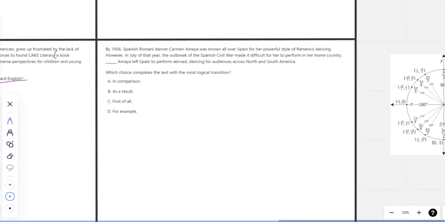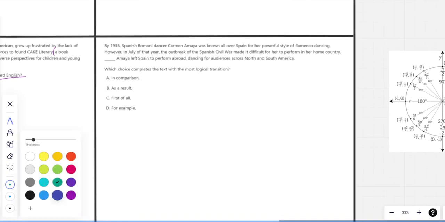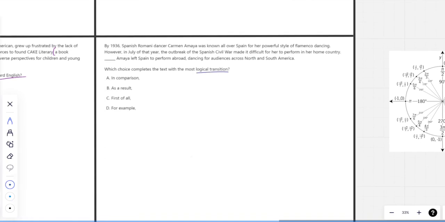Let's do the next question here. We've got a logical transition. Transition words are another common type of digital SAT question. It says, by 1936, Spanish Romani dancer Carmen Amaya was known all over Spain for her powerful style of flamenco dancing. However, okay, I see a contrast. In July of that year, the outbreak of the Spanish Civil War made it difficult for her to perform in her home country. Blank, Amaya left Spain to perform abroad.